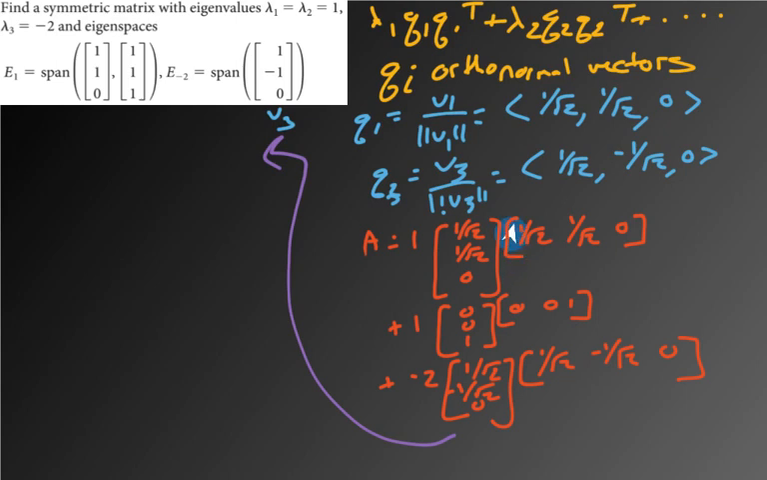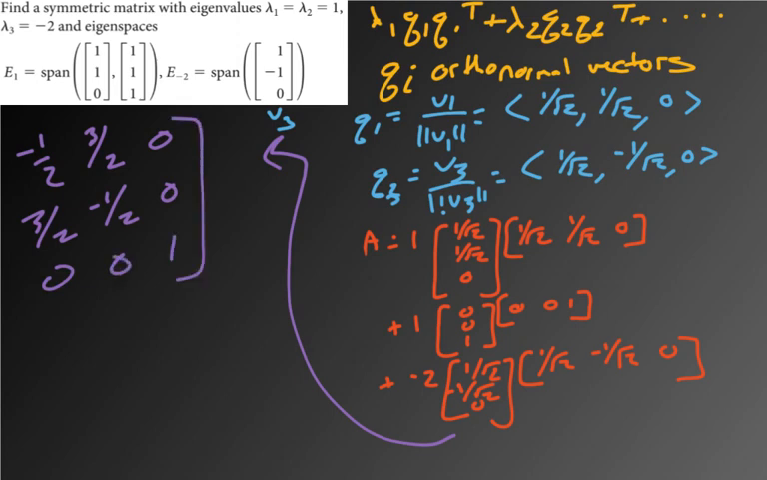But some of these other ones you've got to be kind of careful, and especially this one. I would maybe multiply the negative 2 in and then multiply the vectors. Any way you do it, though, you're going to get negative 1 half, 3 halves, 0, 3 halves, negative 1 half, 0, 0, 0, 1. And this matrix, if you look, first off, notice it is symmetric, right?